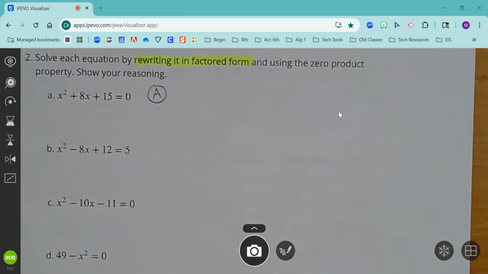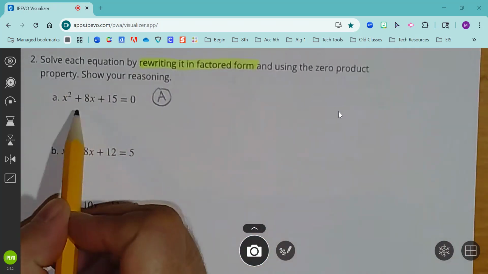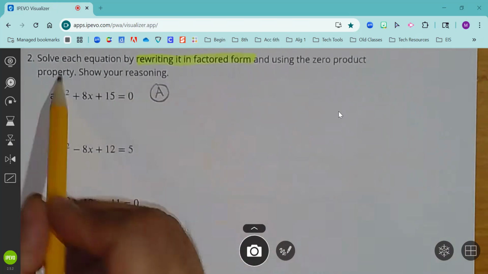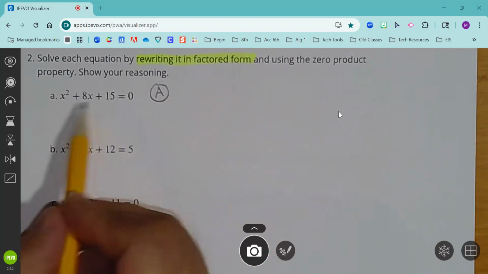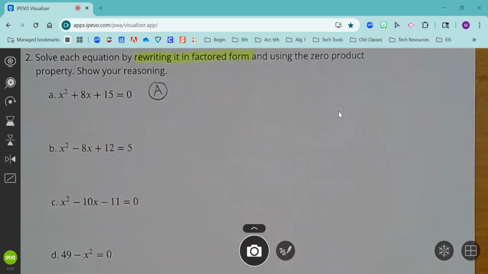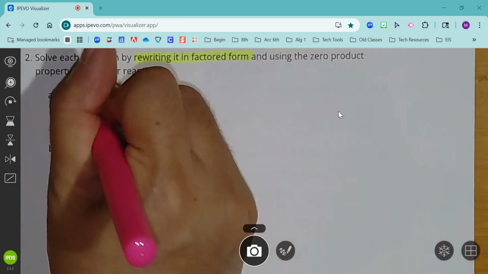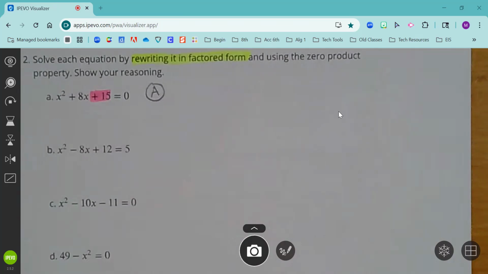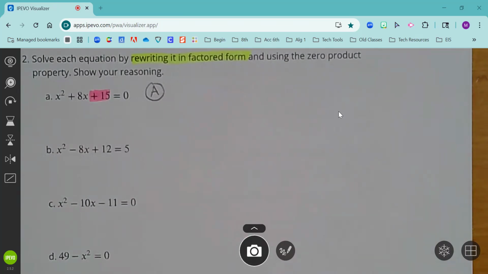Okay. So the first one, so let's look at this. You want to find two factors that multiply to 15, but add to 8. So that's our goal, is we want to find two numbers that are going to multiply to 15, but add to 8.